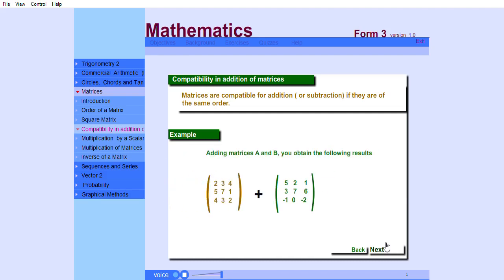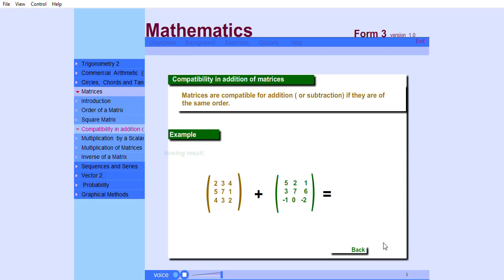Adding matrices A and B, you obtain the following result. Matrix 2, 3, 4, 5, 7, 1, 4, 3, 2 plus matrix 5, 2, 1, 3, 7, 6, negative 1, 0, negative 2 is equal to matrix 7, 5, 5, 8, 14, 7, 3, 3, 0.